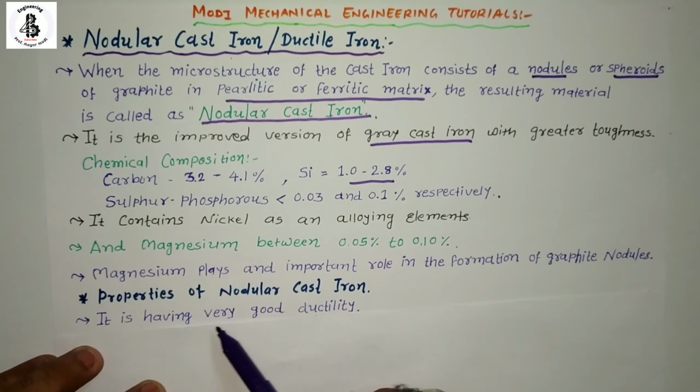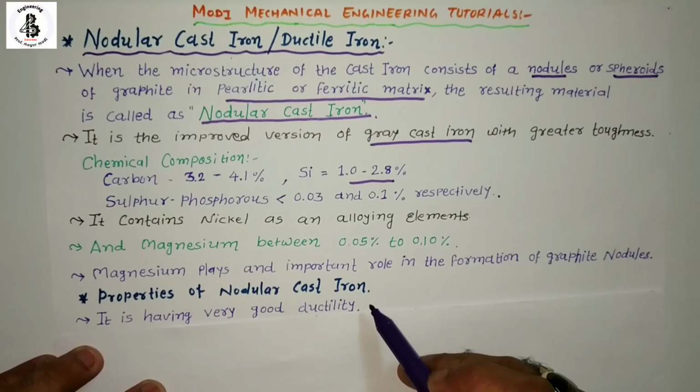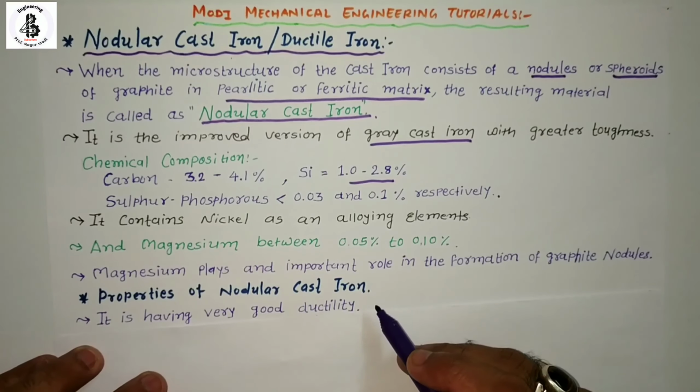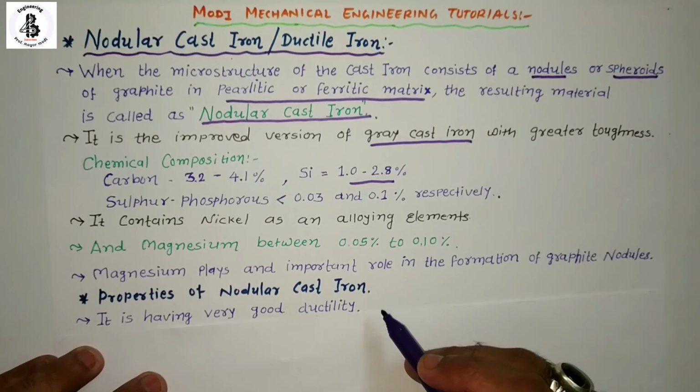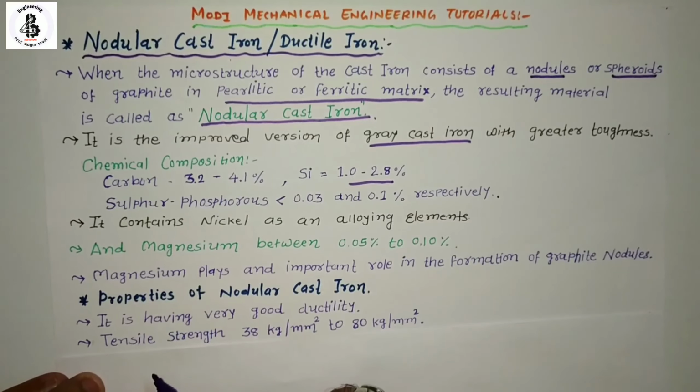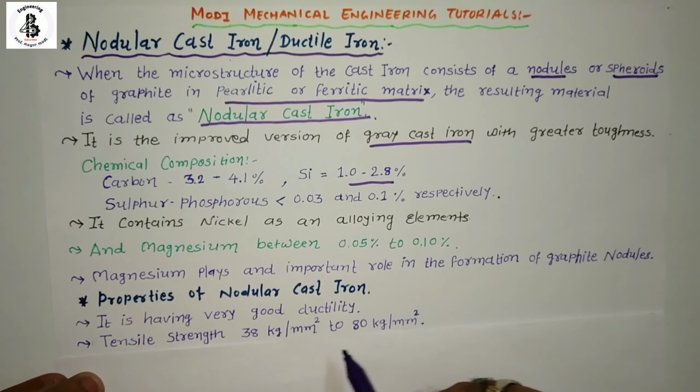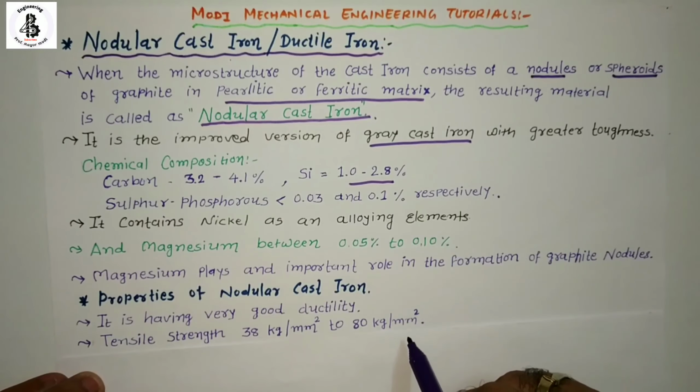It has very good ductility, so it has good elongation capacity. Due to the higher ductility, it has a good tensile strength between 38 kg per mm square and 80 kg per mm square.